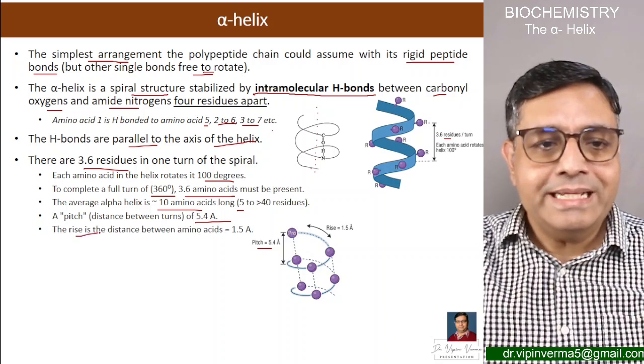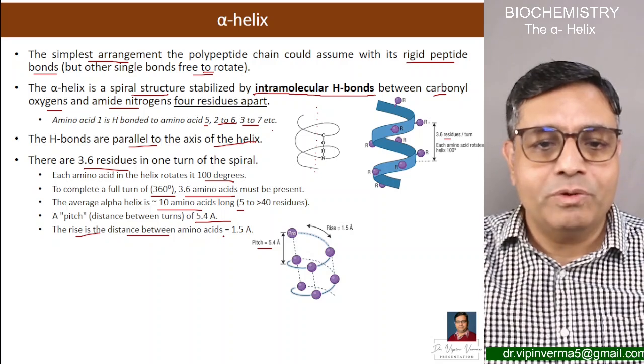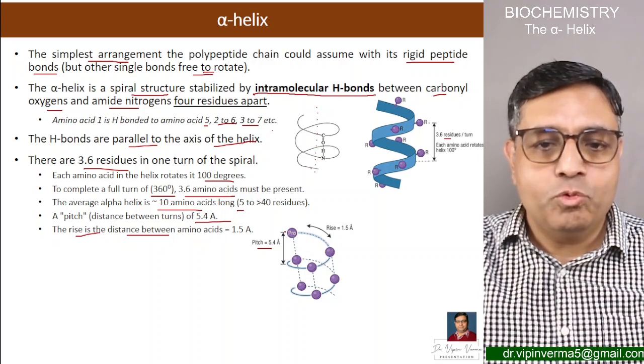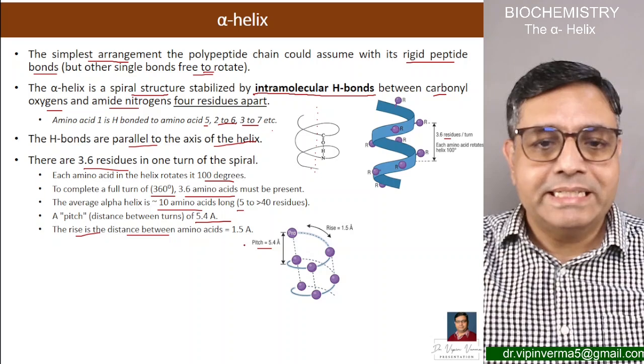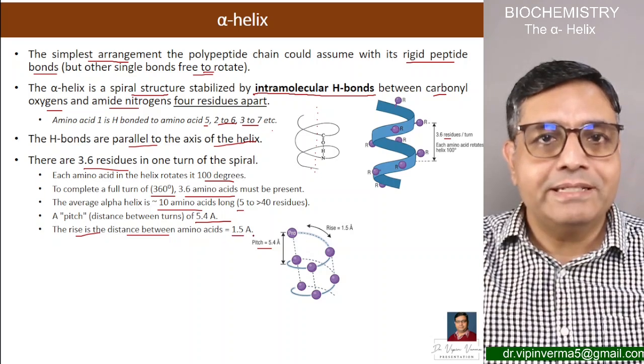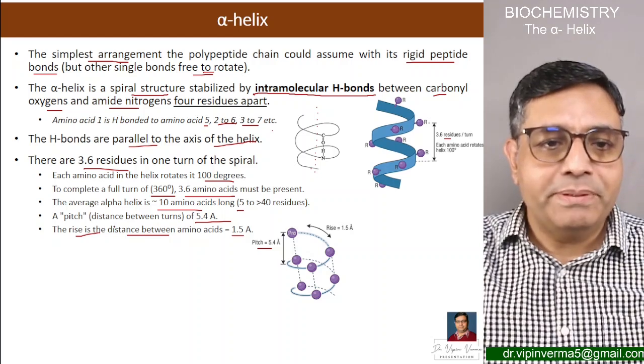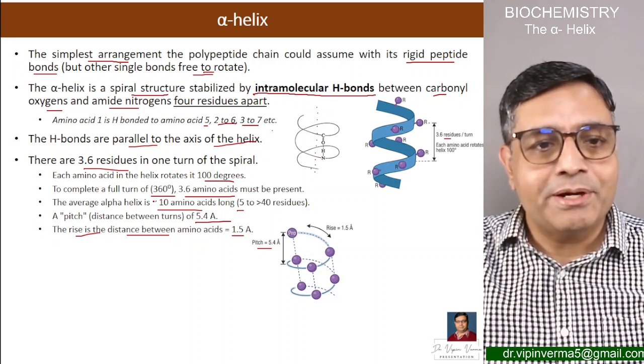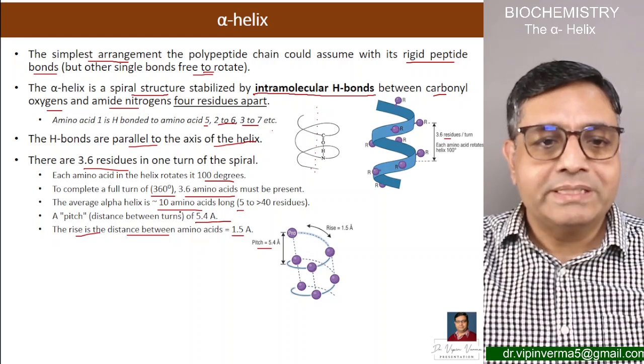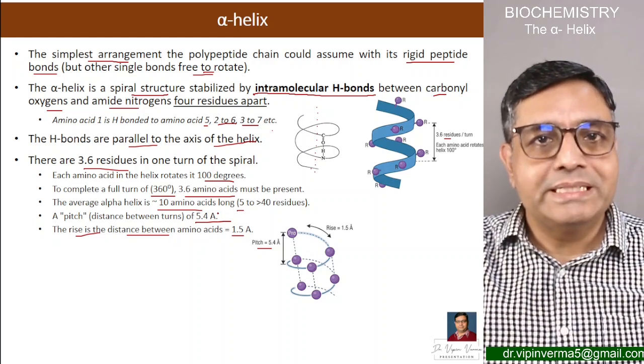This is the pitch, the distance between these turns. And the rise is the distance between the amino acids. So the distance between two amino acids is around 1.5 angstrom, and that is known as the rise. So what is rise, what is pitch, how many degrees are rotated by each amino acid, and what is the average length of the alpha helix.